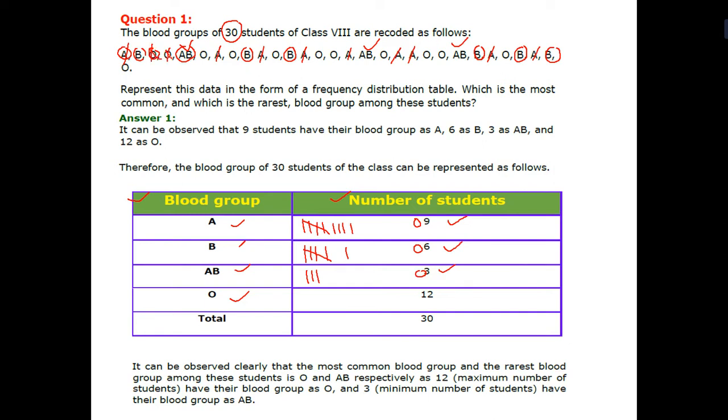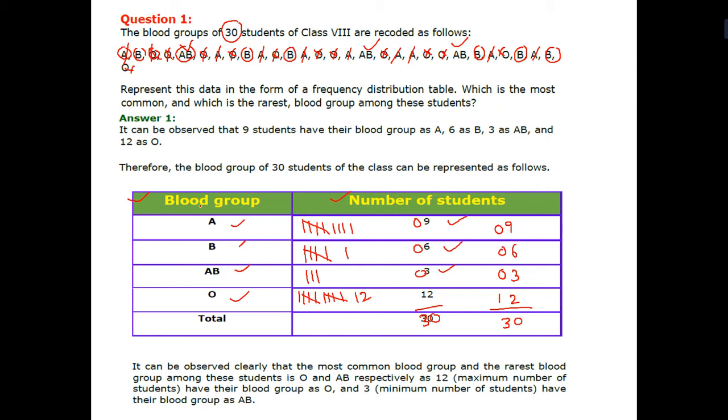1, 2, 3, 4, 5, 6, 7, 8, 9, 10, 11 and 12. So 12. Anyhow, the answer must total 30. So 9, 6, 3 and 12. So total is 30. So it is easy now.